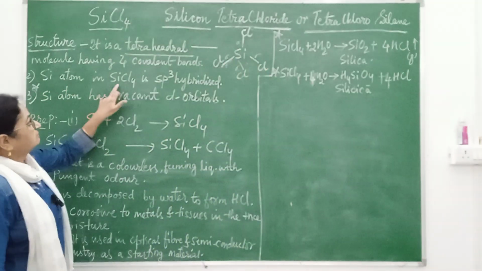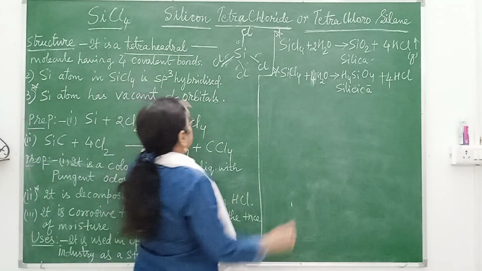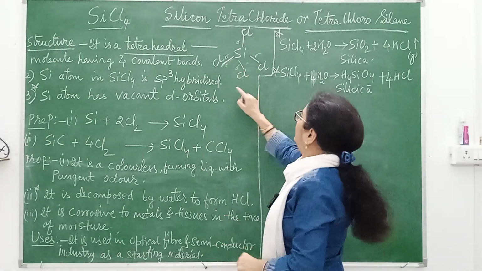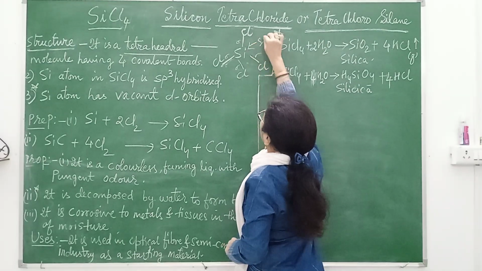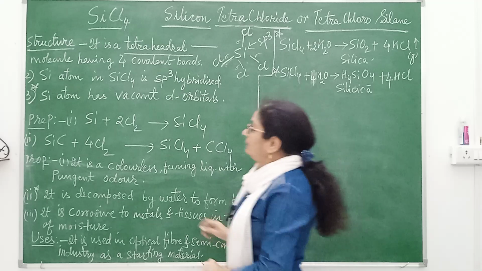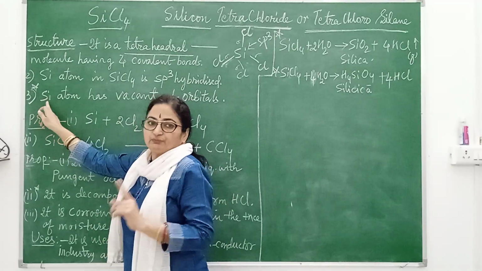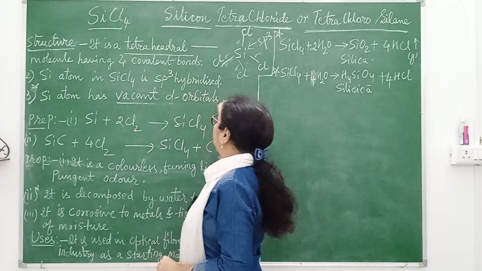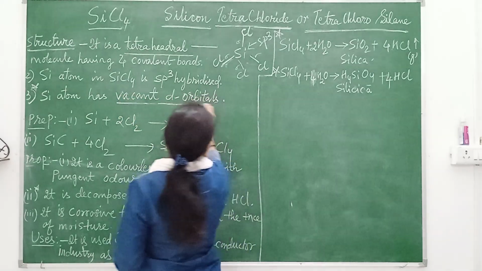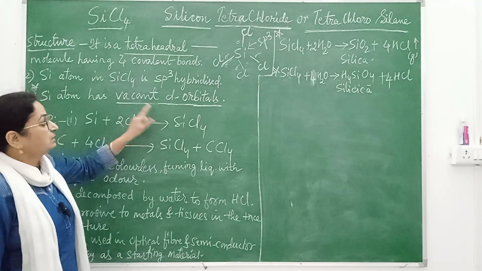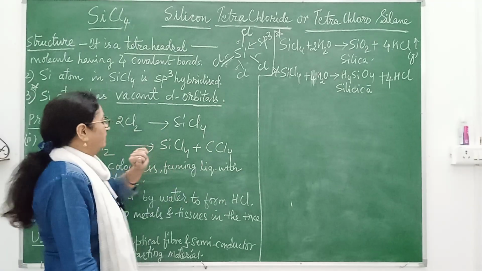Now the silicon atom in SiCl4 is sp3 hybridized. We know 4 sigma bonds, no lone pairs. That means hybridization is sp3. The shape is symmetrical. Now here third point is very important. Here silicon atom has vacant d orbitals. These vacant d orbitals are available for bond formation, which we'll see in the coming examples.